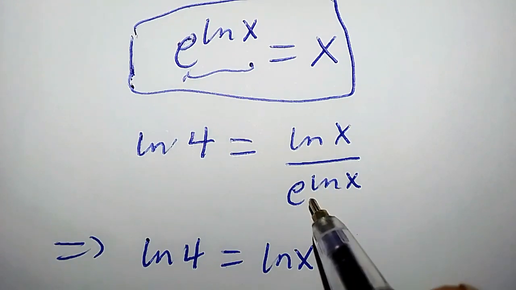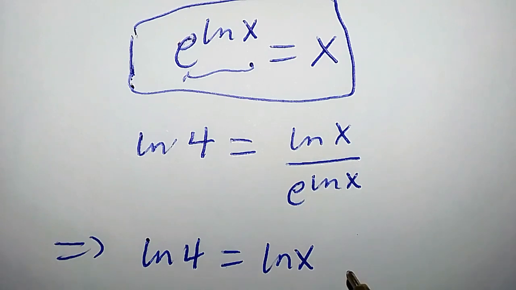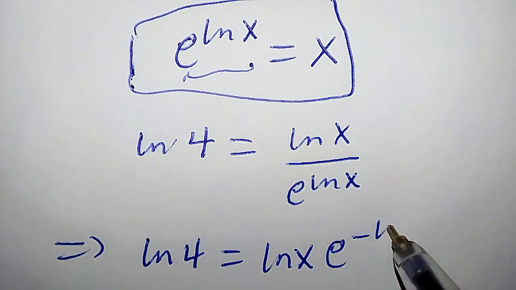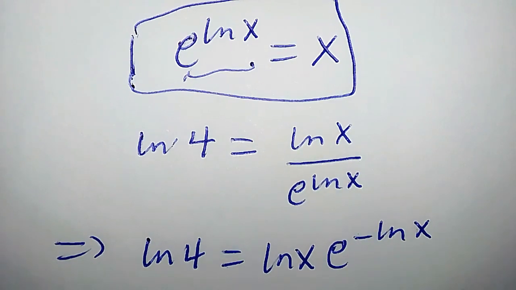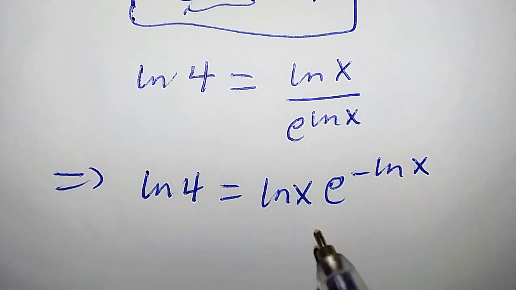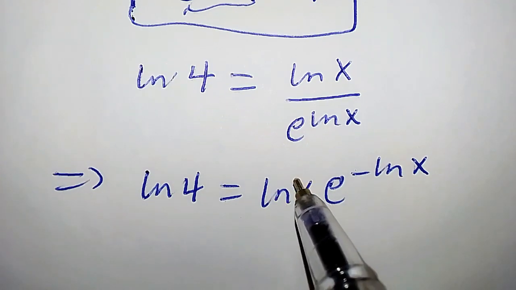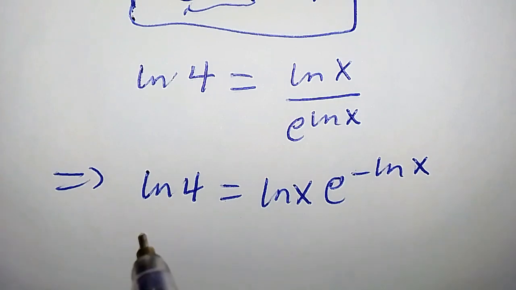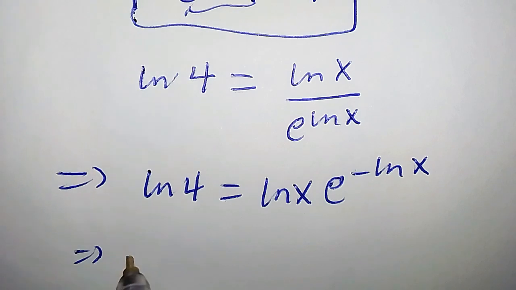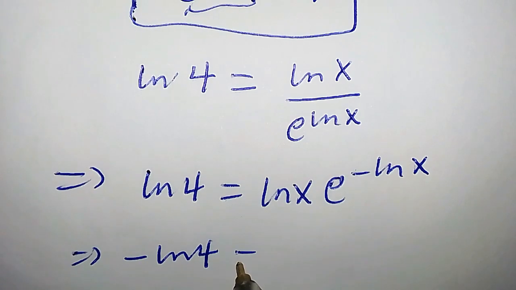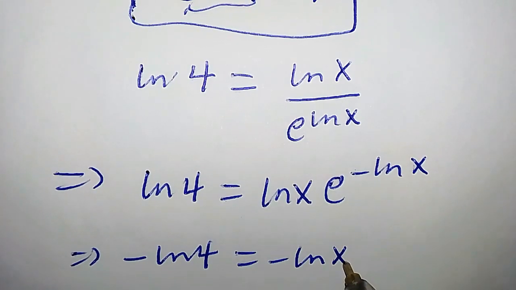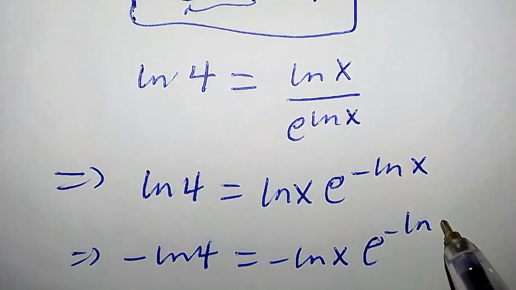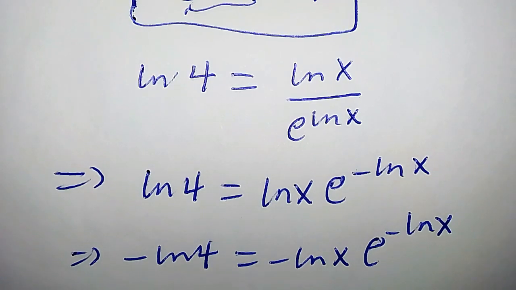Let's proceed further. This implies that ln 4 is equal to ln x over e to the power of ln x. Suppose we want this to be at the numerator, it becomes e to the power of negative ln x. Now, suppose we want this coefficient ln x to be of this form, what do you think we should do? Let's multiply both sides by negative 1. So we're going to have negative ln 4 equals negative ln x times e to the power of negative ln x. We just multiply both sides by a minus 1.